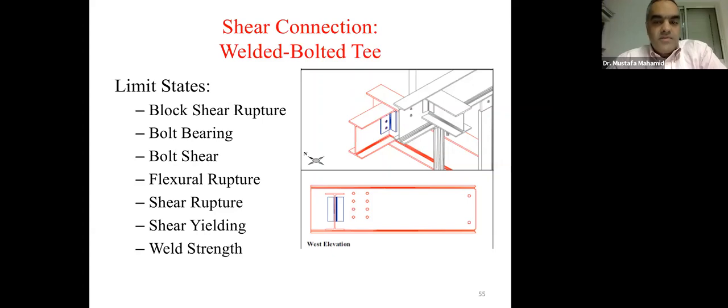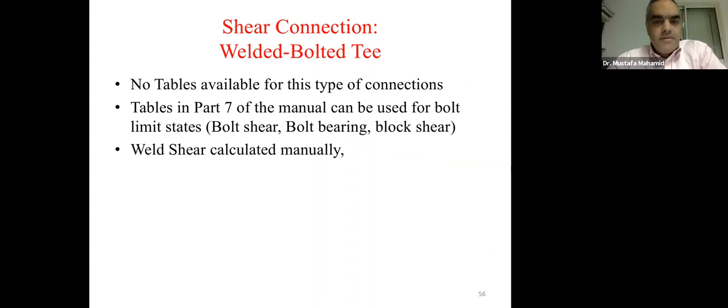The limit states for this connection type are block shear rupture, bolt bearing, bolt shear, flexural rupture, shear rupture, shear yielding, and weld strength. No tables are available for this type of connection. Now, tables in part 7 of the manual can be used for the bolt limit states, such as bolt shear, bolt bearing, and block shear, and the weld can be calculated manually. So you can use other tables to check the different limit states, but not in one table.